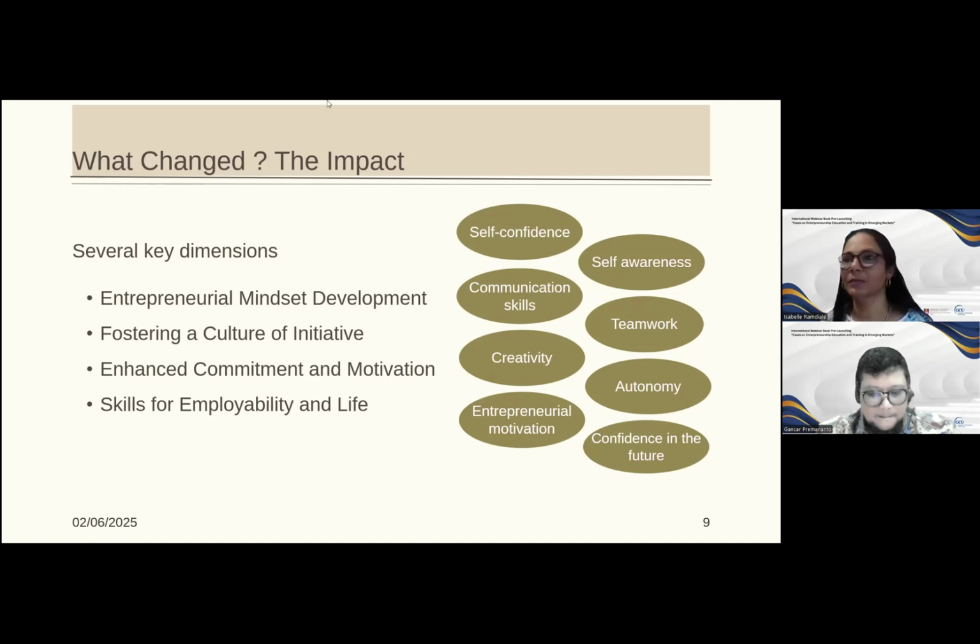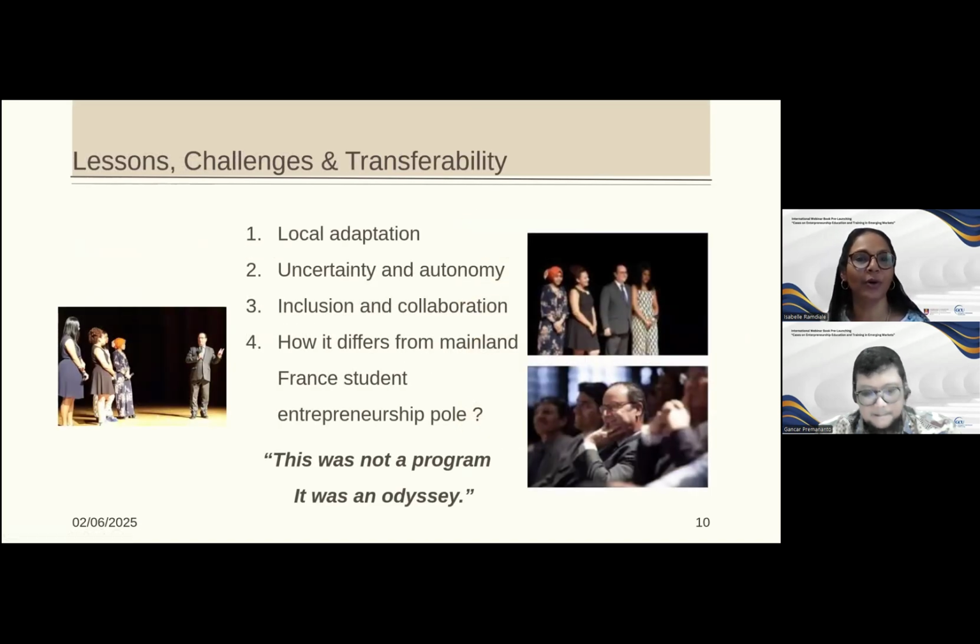And finally, what did we learn and what can others take from this experience? First, context is everything. What worked in Réunion was deeply rooted in our local culture and constraints. One size does not fit all. Second, autonomy was key. We didn't copy national programs. We built our own model with local actors based on what was needed. Finally, it was all about collaboration with schools, with businesses, with NGOs, with artists, with firms, with students.